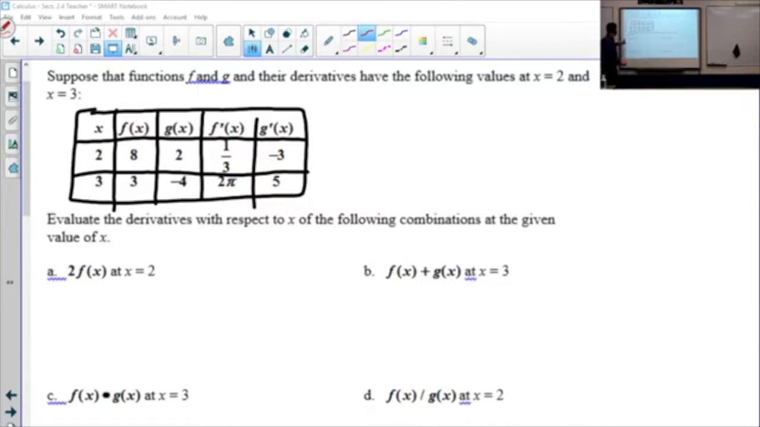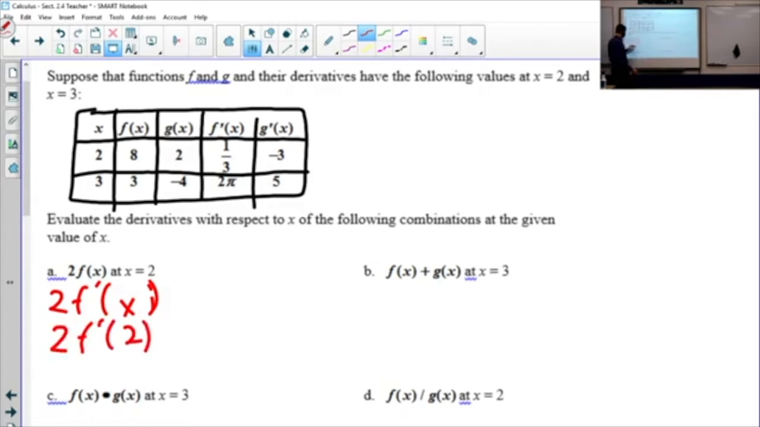It asks us for 2 f of x at x equals 2. So we want the derivative of 2f of x. The derivative of 2 times a function will just be 2 times its derivative. So 2f prime of x. And so I just want 2f prime of 2, which equals 2 times f prime of 2, which is 1/3. So that's 2/3. Done.